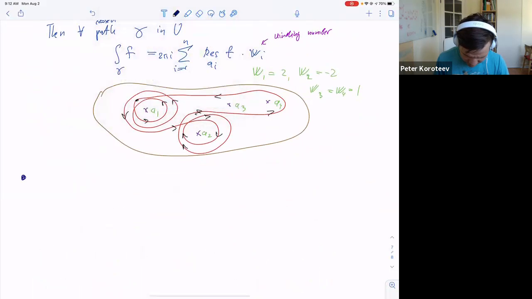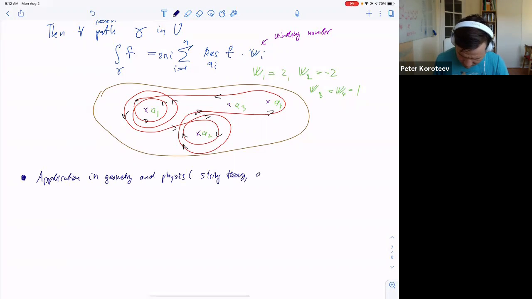And then the third big direction will be applications in geometry. That's partly what I'm working on myself. Geometry and physics. And by physics, I mean string theory or quantum field theory. It's a huge subject. Of course, 5 weeks is not enough. Probably 5 years is not enough.